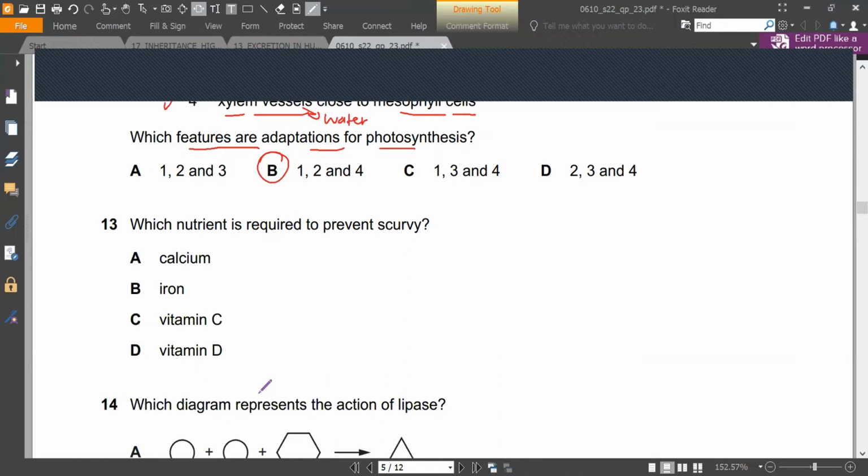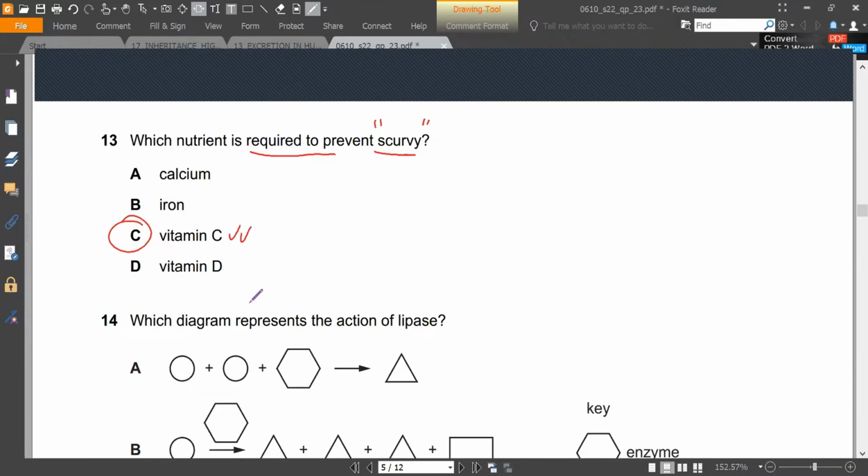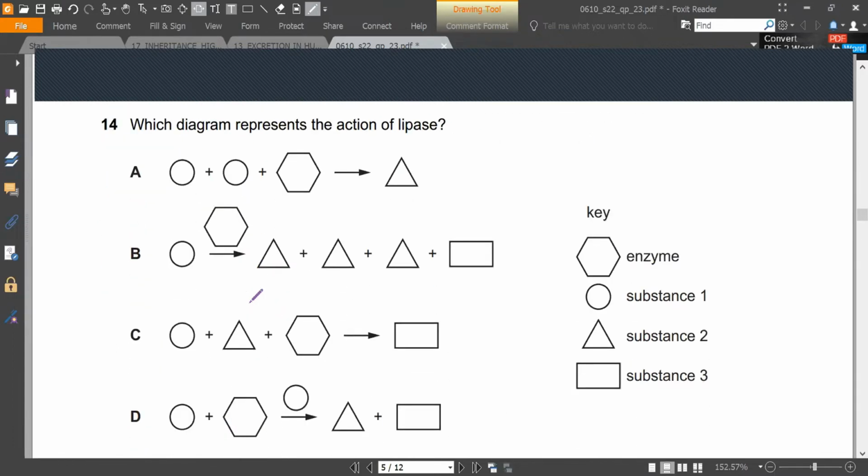Next. Which nutrient is required to prevent scurvy? Scurvy is a kind of condition whereby we have bleeding in our mouth, something like that. This is because of the lack of vitamin C. Okay, that's great.